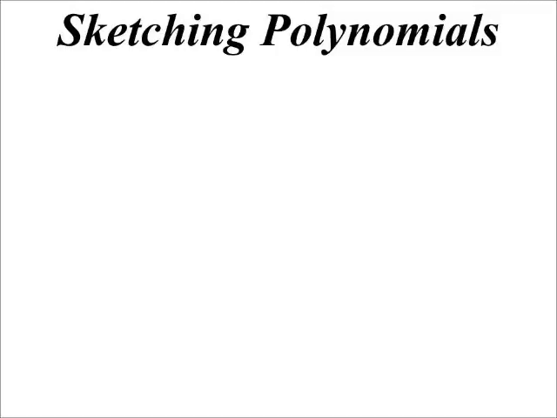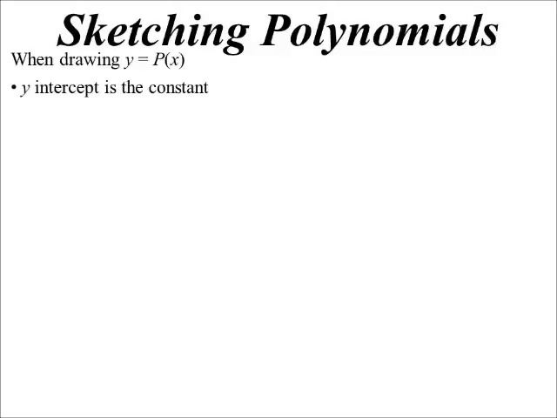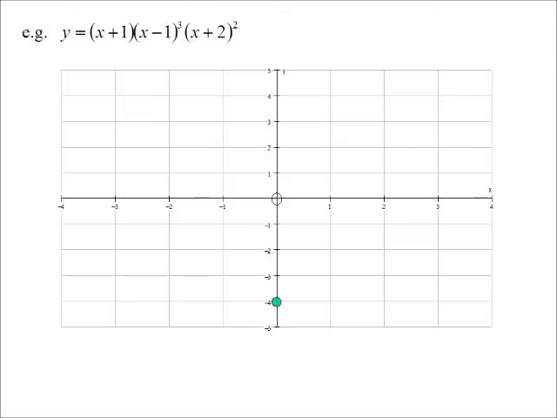Sketching polynomials: what we look for when we're sketching them. Now obviously, we talked about this before, the y-intercept is always the constant number, because when you sub zero in to the x's, they all disappear, and you're just left with a constant. Always easy to find. So let's have a look at this example.